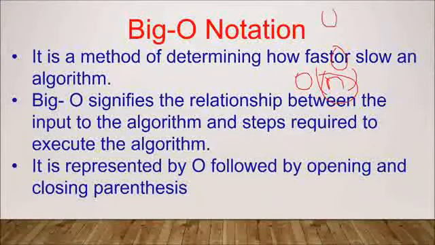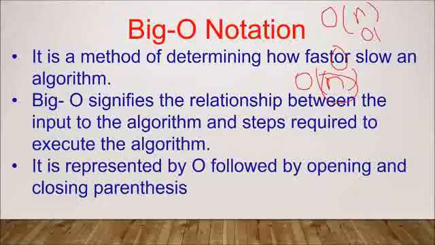Suppose for any algorithm, the big O notation is O(n), and when the same program is done through any other algorithm, the big O notation is n square. Now we have to identify which algorithm is appropriate. So n is the number of steps.